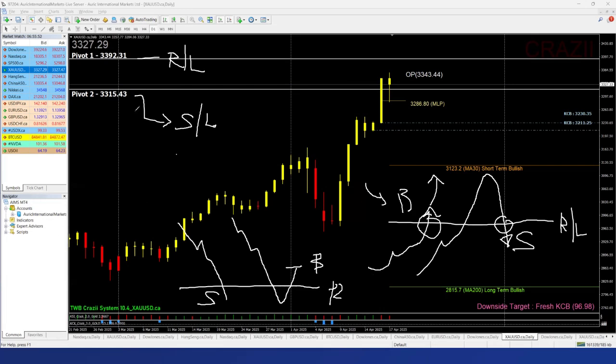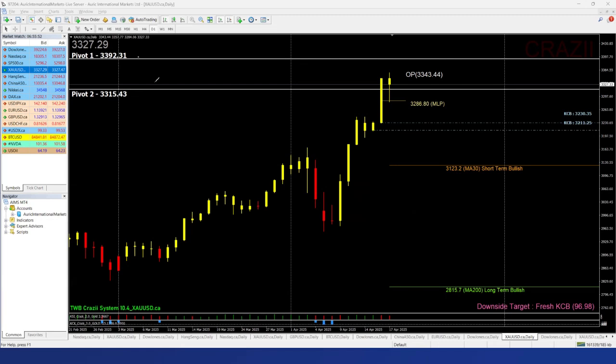So now the thing is this. Occasionally, the market will exchange position. Pivot 1 becomes pivot 2, and pivot 2 becomes pivot 1.